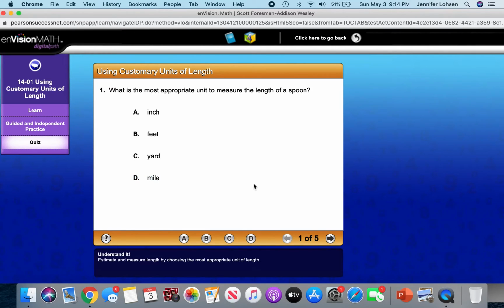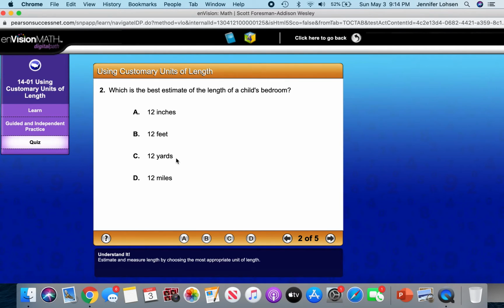So if we're talking about a spoon, would it be appropriate for us to measure in inches, feet, yards, or miles? If you are thinking inches, then you are correct. Any of these other units would be too large and therefore inappropriate to measure the length of a spoon.